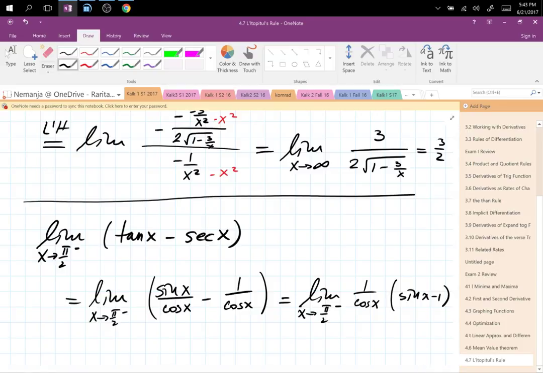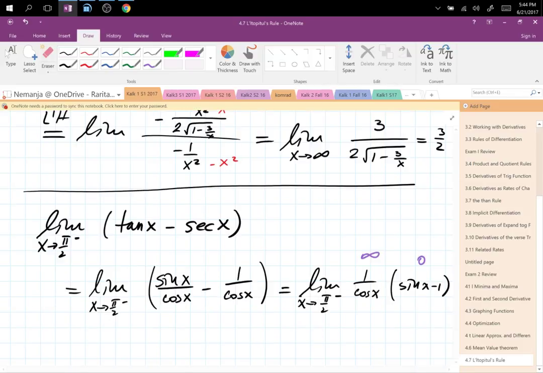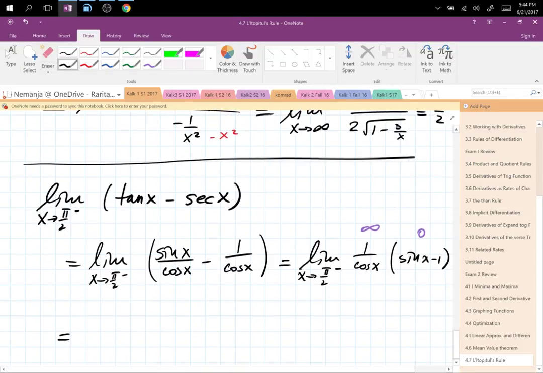Now, when you plug in pi over 2, yay, infinity and 0. Nice. So now we have infinity times 0. We know the trick that we have to use, right? And you can flip either one of these. Now this is secant actually. The first one is a secant. So you can flip the secant if you want, or you can flip the parenthesis. It doesn't matter which one you use.